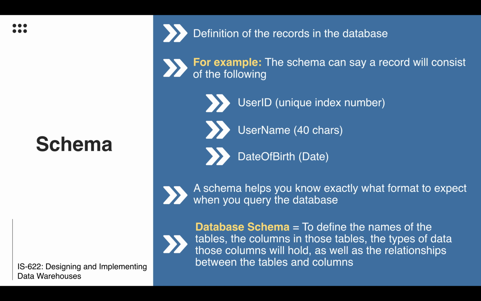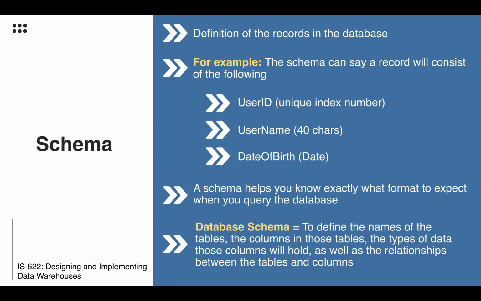So a database schema in general is defined as including the names of the tables, because we are talking about a database schema, right? We're not talking about a schema of a table. Schema of a table will include the name of the table, the definition of the columns, the data type, and the size of the columns. But a database schema includes the names of the tables, the columns in those tables, the types of data those columns will hold, and the relationships between the tables.